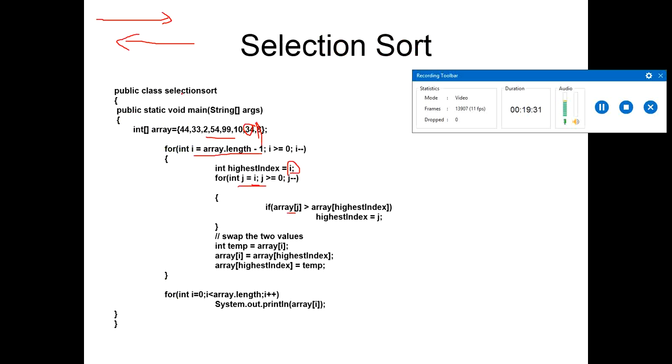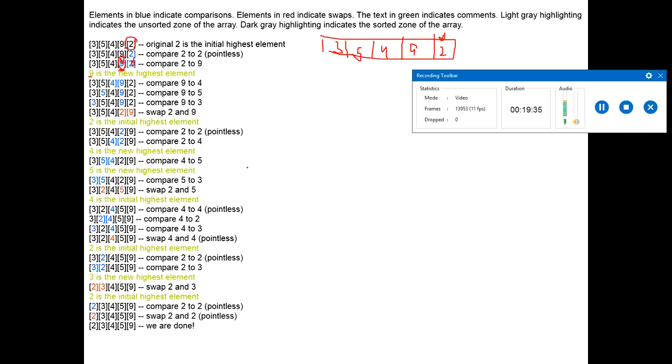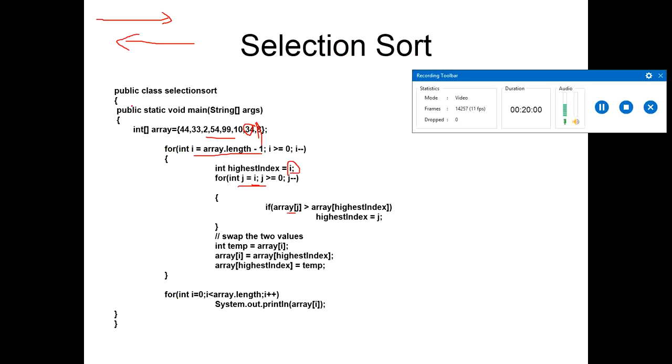Now we decrement the j over here. Now j becomes 4. We compare 9 to 4. Is j greater than the highest index? No. Then we decrement, j becomes 5. Is it greater than the highest index, which is 9? No. J is decremented. Is j greater than the highest index? No, it is not greater than the highest index. So we have traversed all the elements.